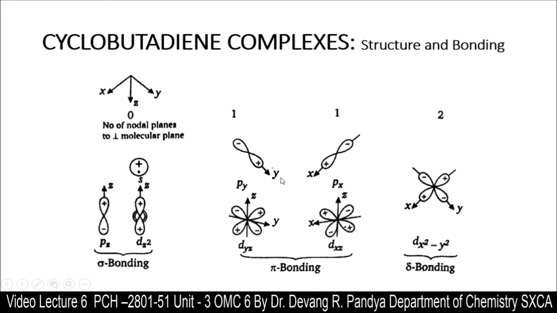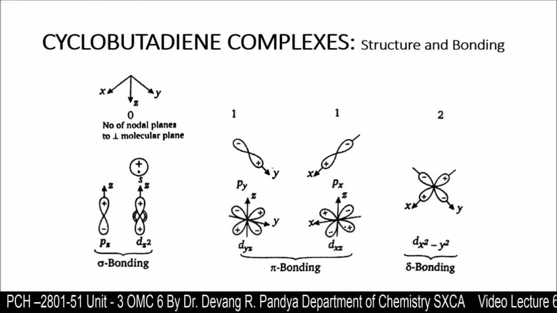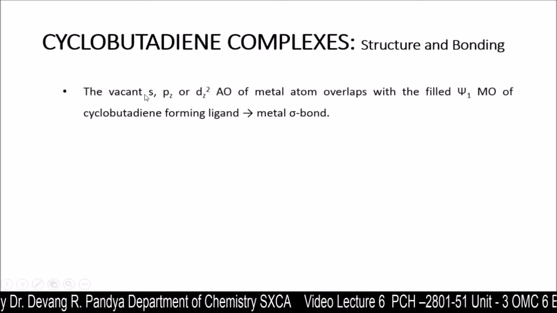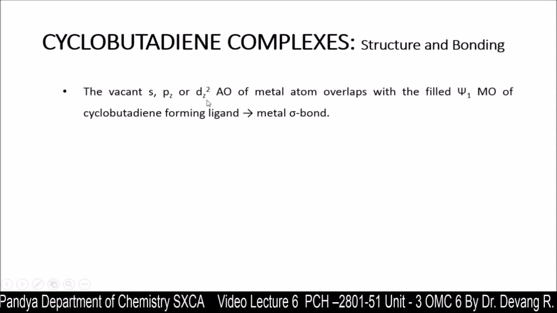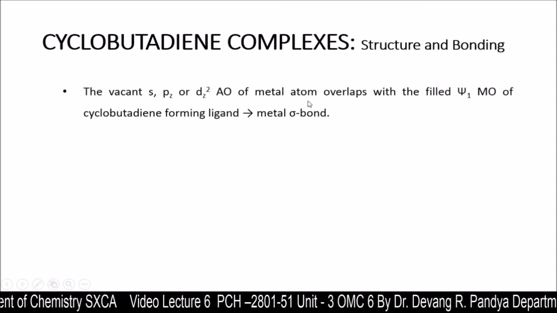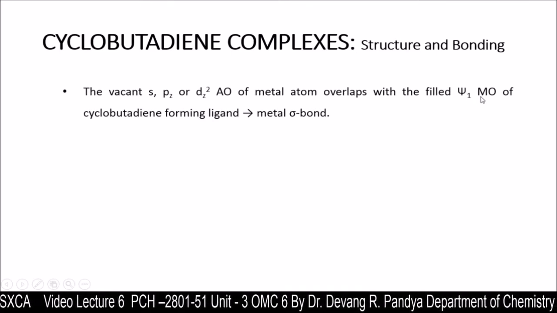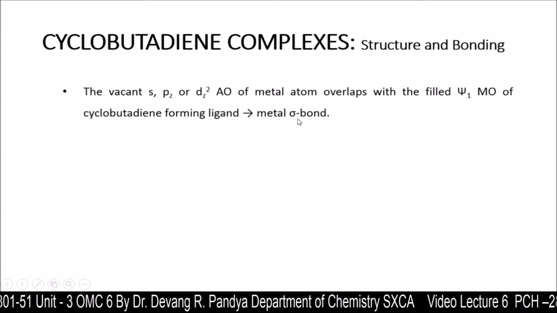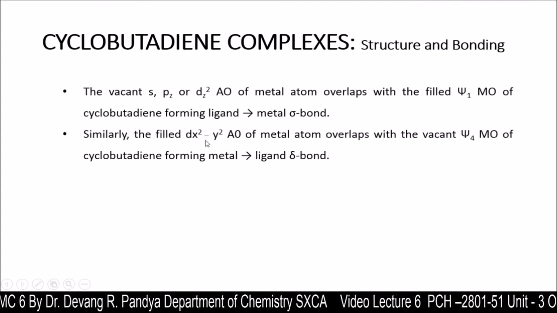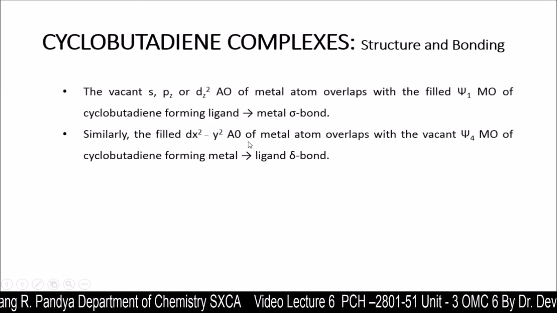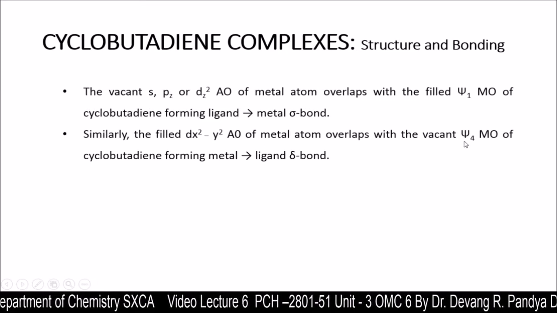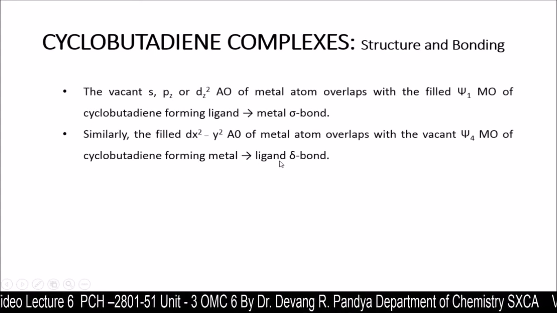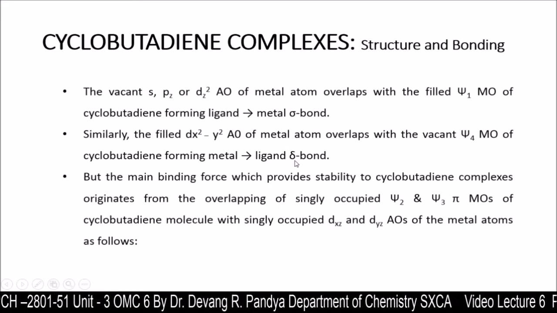When the symmetry of the cyclobutadiene orbitals matches, we get bond formation between the metal and cyclobutadiene. The vacant s orbital, pz orbital and dz square atomic orbital of the metal atom overlap with the filled psi1 molecular orbital of cyclobutadiene, forming a ligand to metal sigma bond. Similarly, the filled dx square minus y square atomic orbital of the metal atom overlaps with the vacant psi4 molecular orbital of cyclobutadiene, forming a metal to ligand delta bond.